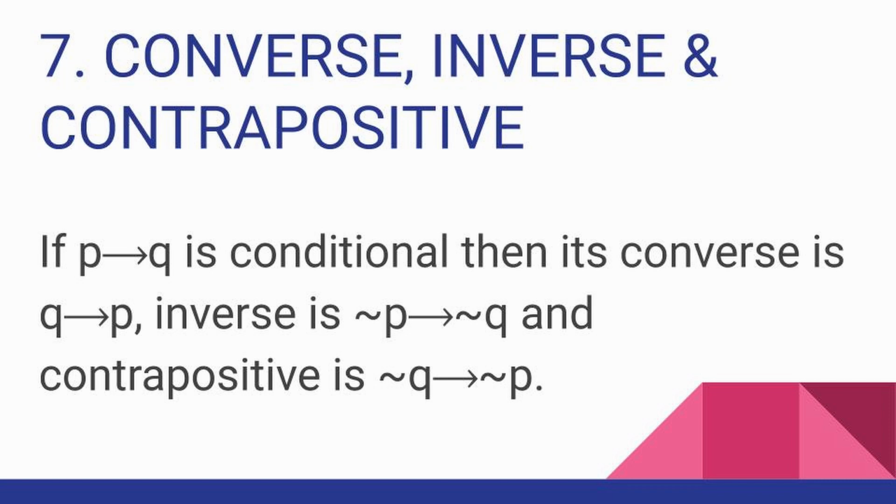If P implies Q is conditional, then its converse is Q implies P. Inverse is negation P implies negation Q. And contrapositive is negation Q implies negation P. I have given you a keyword for converse, inverse and contrapositive of implication, that is CIC+.